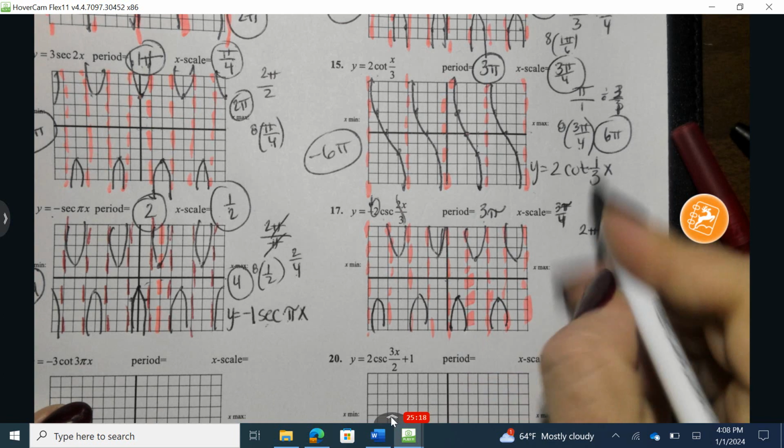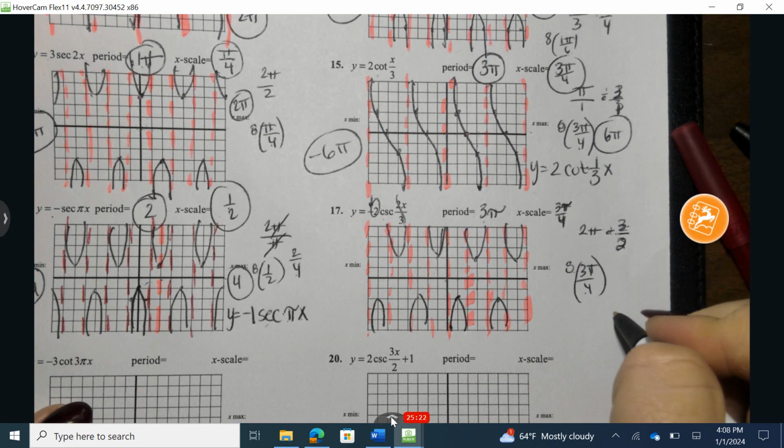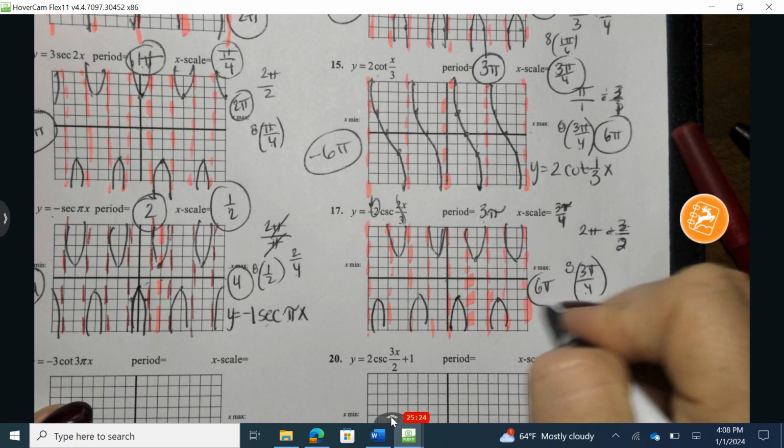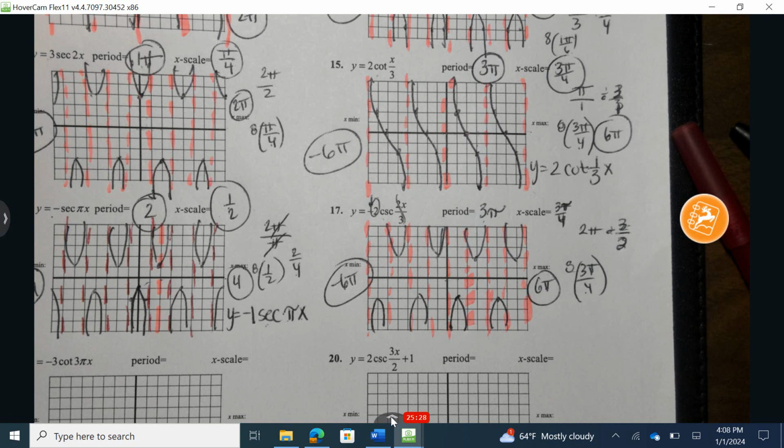Okay, so we have 8 to the right. 8 times 3 pi over 4 would be 24 pi over 4, which reduces to 6 pi to the right and -6 pi to the left. Let's take a look now at number 9.